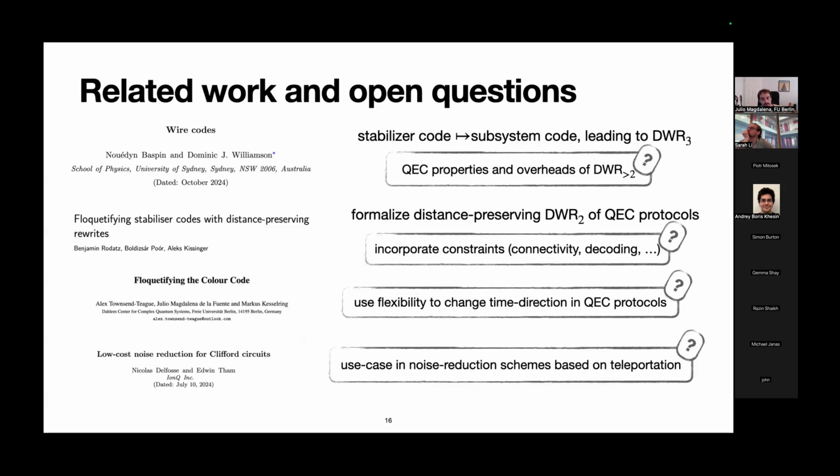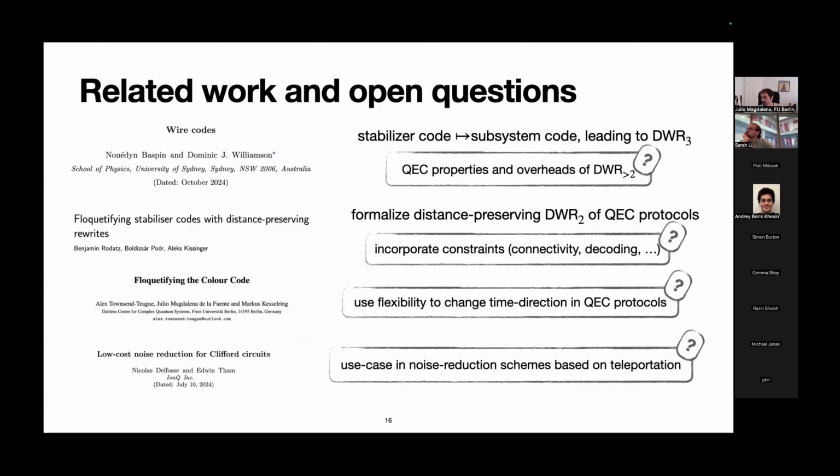that formalizes distance preservation in the context of DWR2 for QC protocols. There, the big question I see is combining the concepts to also incorporate connectivity constraints, and incorporate decoding constraints that you might have on the classical data that you get out of your circuit. Yeah, these are all, I think, interesting questions.